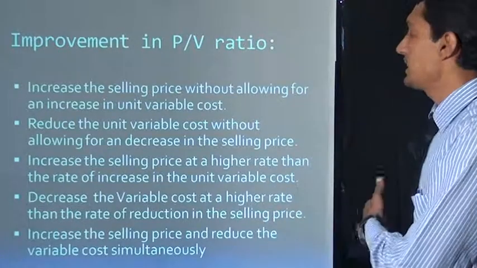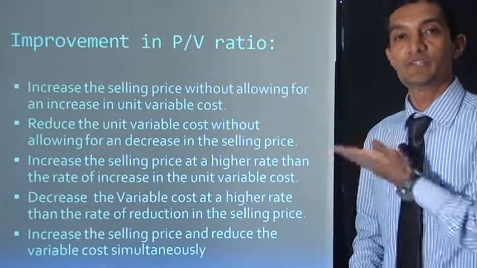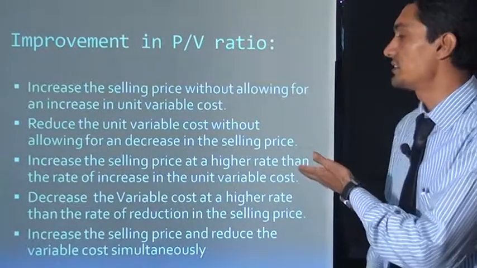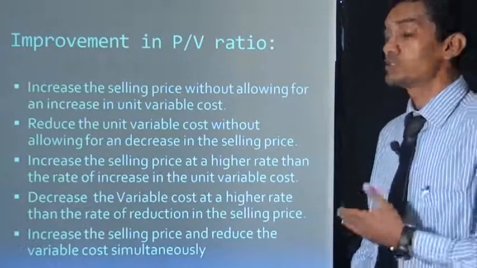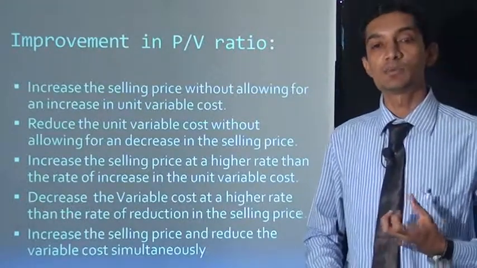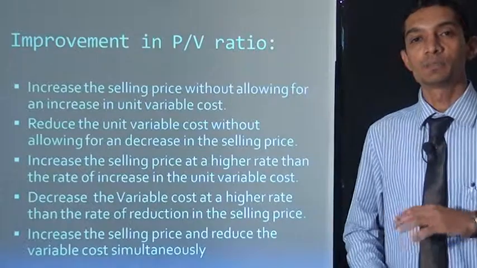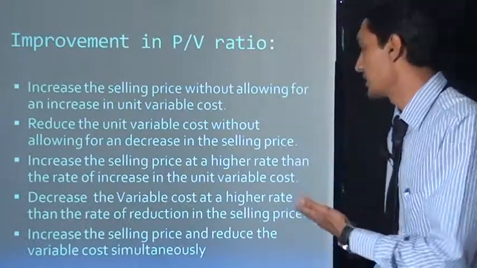Increase the selling price at a higher rate, which means your rate is higher, so that your PV ratio is increased. In that situation, your unit variable cost is also increased. If you increase your selling price, it means raw material is increased, and there is processing in between, so in that process your variable cost also increases.